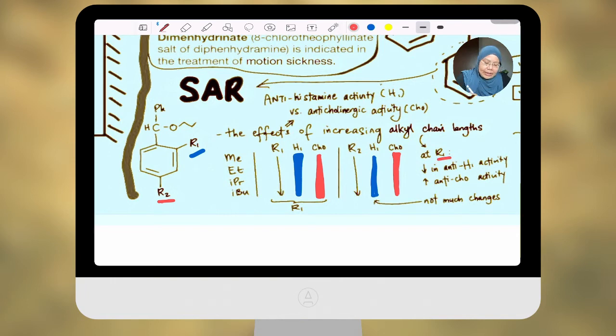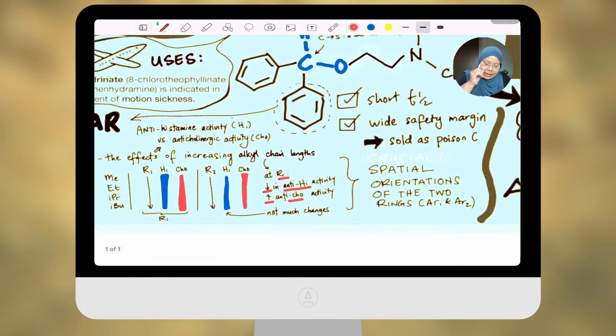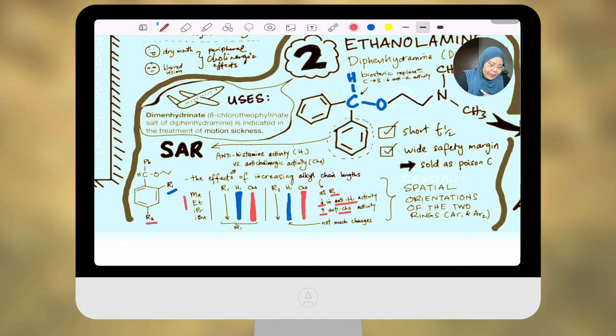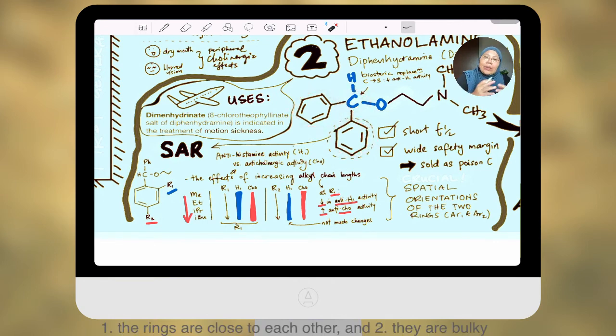All right, so what they have found is that at R1, if you increase the chain length, the anti-H1 activity decreases, whereas it increases for the anticholinergic activity. So not much changes in a sense. What happens is that when the number of carbons increases in this way, they have found that the spatial orientation of these two rings may change as well. If you see, these two rings are close to each other. They are just linked together by a carbon here. So they're actually quite close.